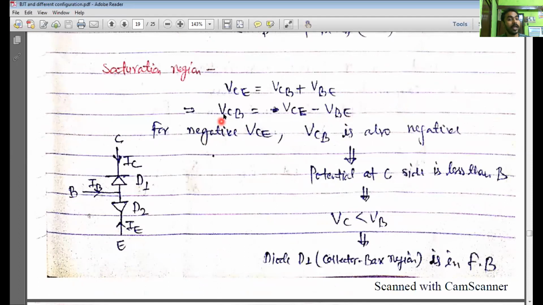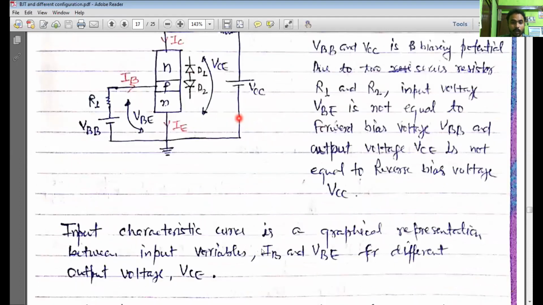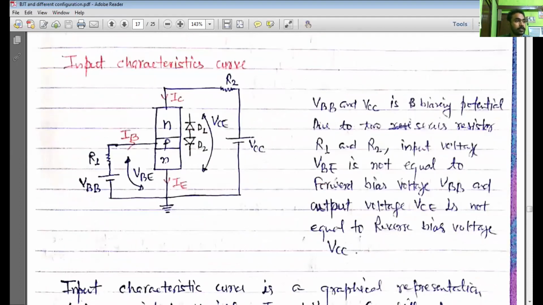VCB negative means the voltage at the base end is higher than the collector end. Now if you come here, what you want to say is that the voltage at the base end is higher and the voltage at the collector end is lower. The lower voltage is connected to the N side and the higher voltage is connected to the P side. It means this diode D1 is forward biased. D2 was already forward biased. So both junctions, both diodes, are forward biased.